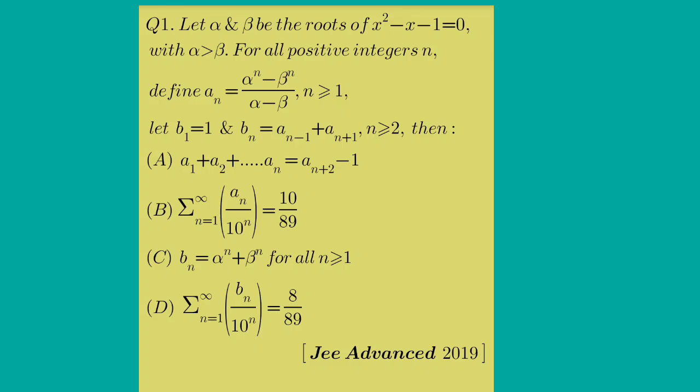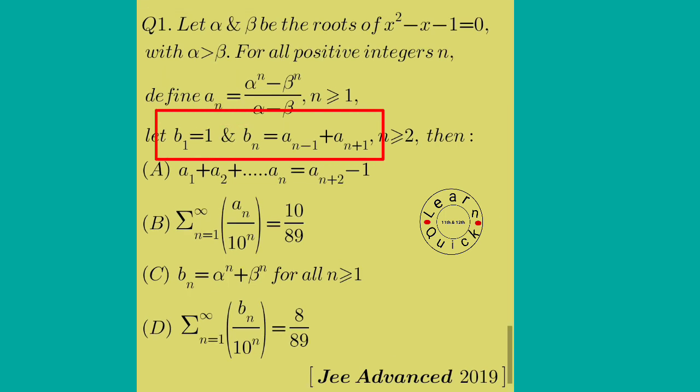Hello students, today we are going to do a JEE Advanced question from quadratic equations, which says alpha and beta are the roots of the given equation where alpha is greater than beta, and a subscript n is this expression. b subscript 1 is 1 and b subscript n is this expression. Then which of these options are correct? This is a more than one correct option question.